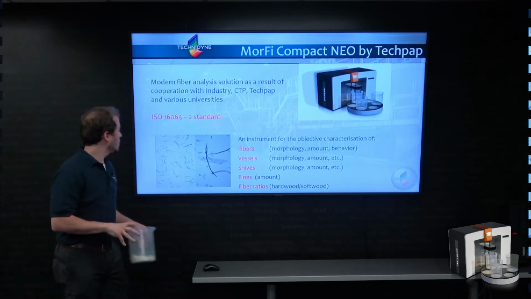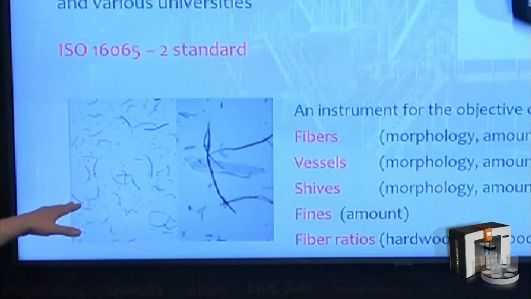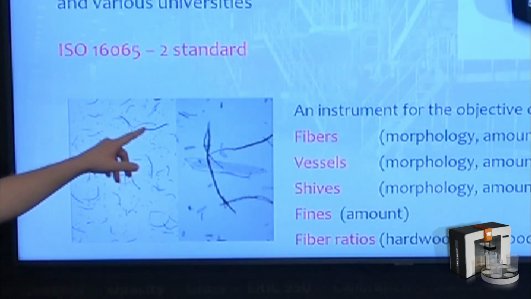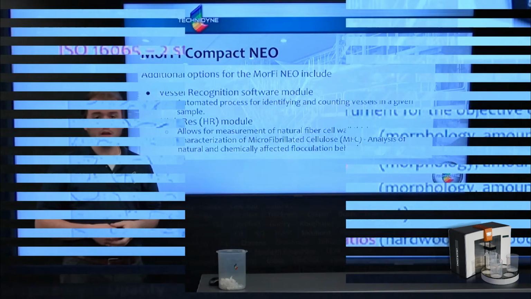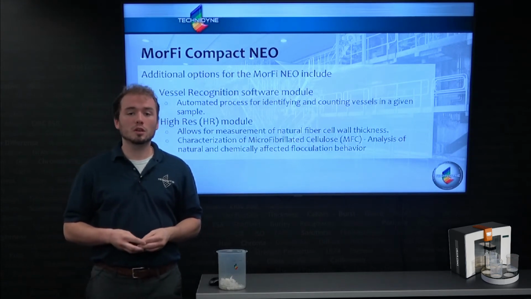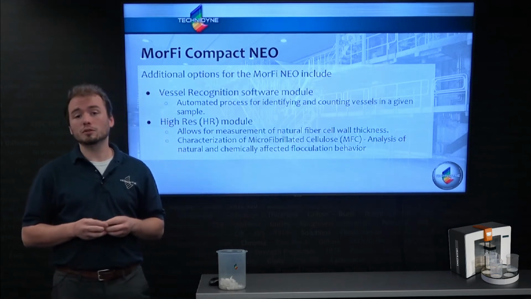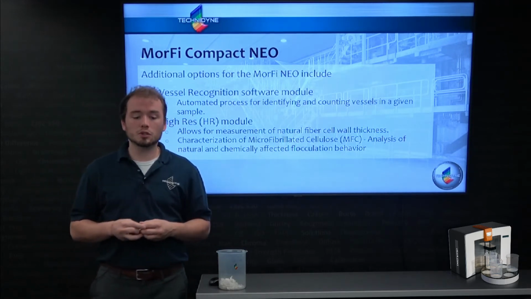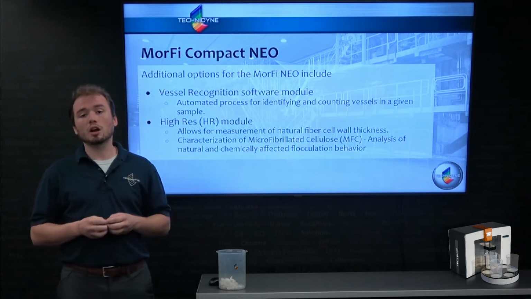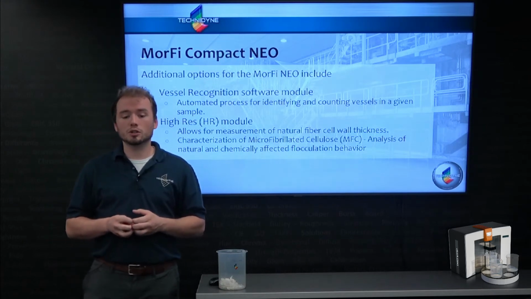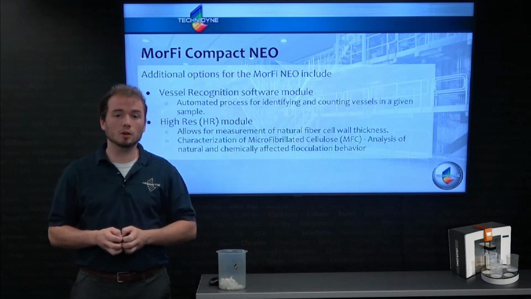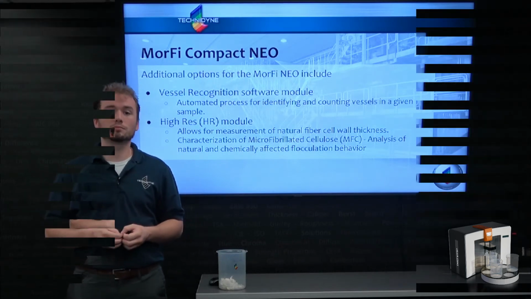Here, we have an image of what the Morphe actually sees, and visually we can see clearly fibers versus fines in the sample, or here we can clearly see chives. Based on industry feedback and research by the CTP, we've also developed new features for the Morphe Compact Neo. These include a vessel recognition software, which is an automated process for identifying and counting vessels in your sample, as well as a physically separate high-res module that allows for the measurement of cell wall thickness, as well as a determination of microfibrillated cellulose behavior under different chemical additive conditions.